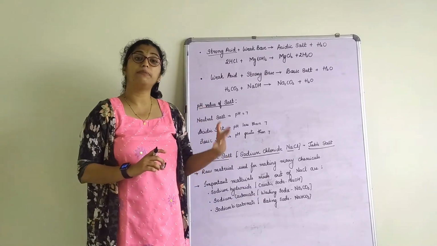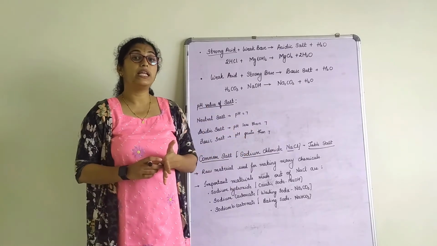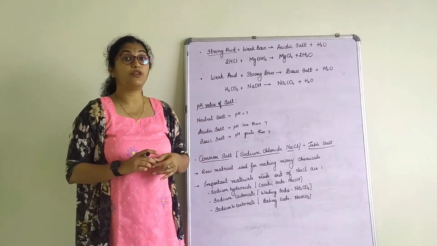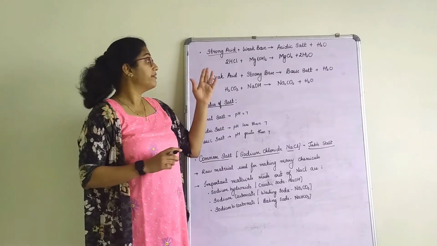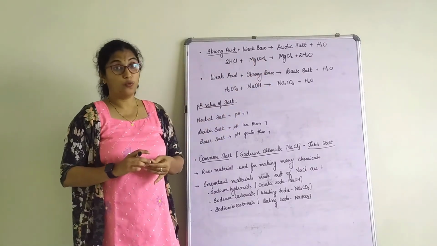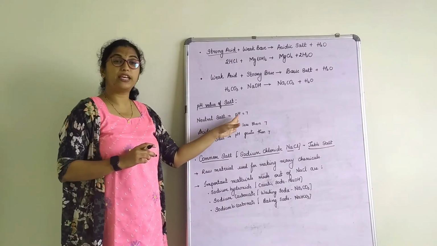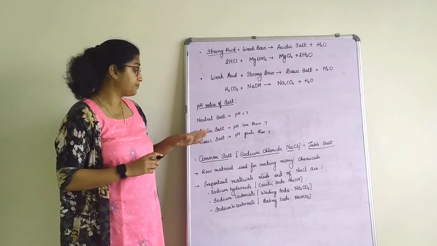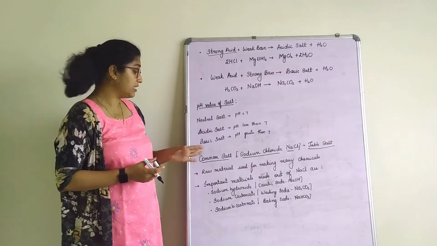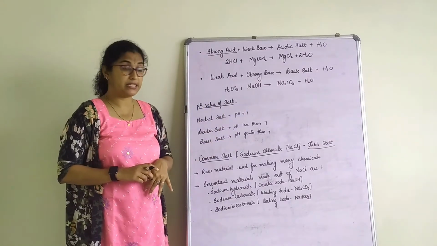Strong acid, strong base will give you a neutral salt and water. Weak acid, weak base will again give you neutral salt and water. Strong acid, weak base will give you acidic salt and water. Weak acid, strong base will give you basic salt and water. That is what I have written here. Neutral salt is one whose pH is approximately equal to 7. Acidic salt pH is less than 7 since it is acidic. Basic salt pH is greater than 7 since it is basic.